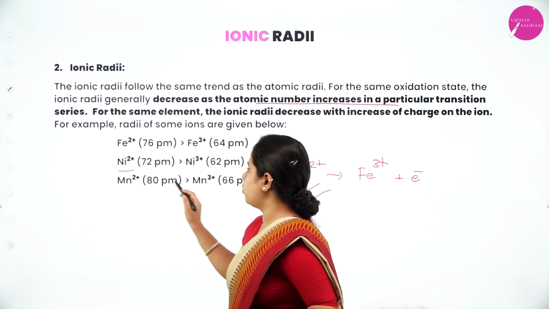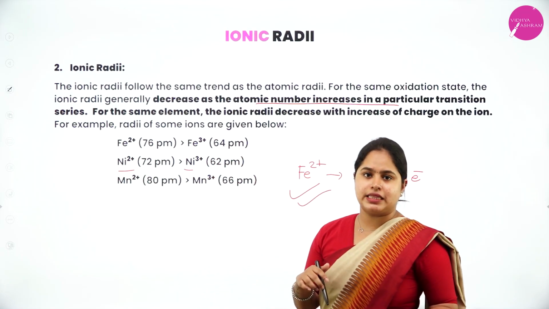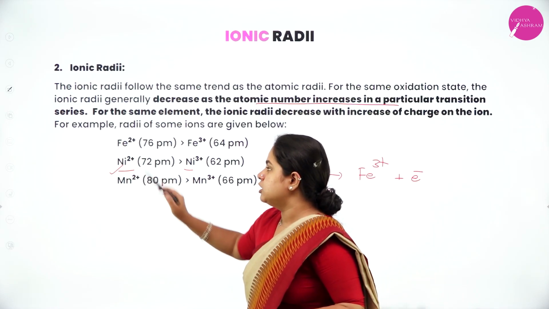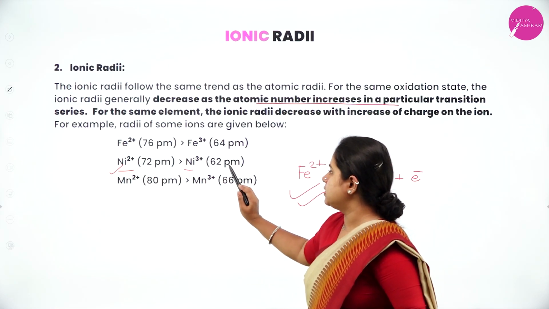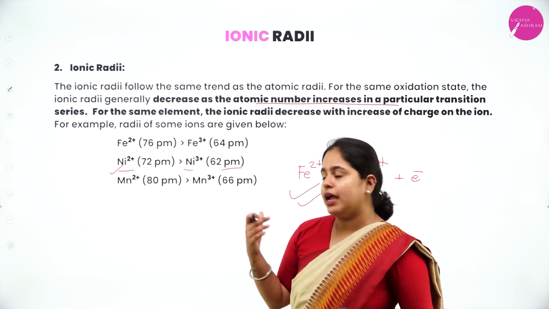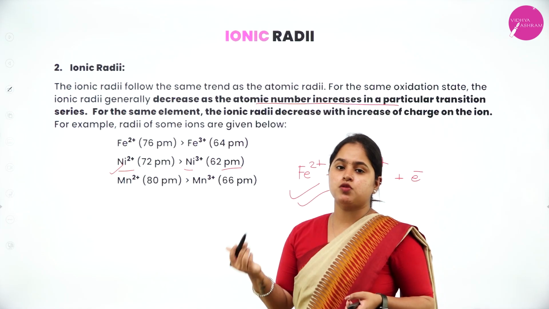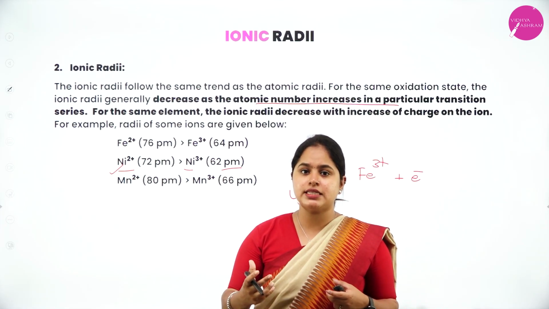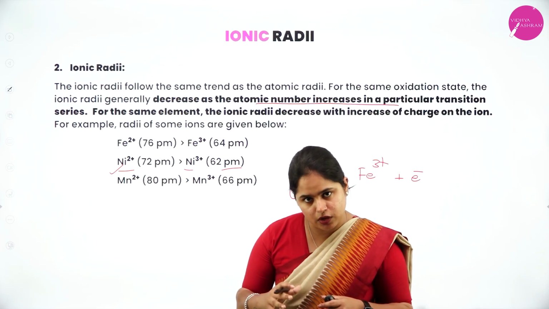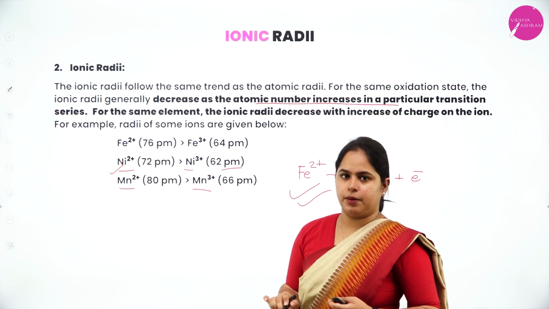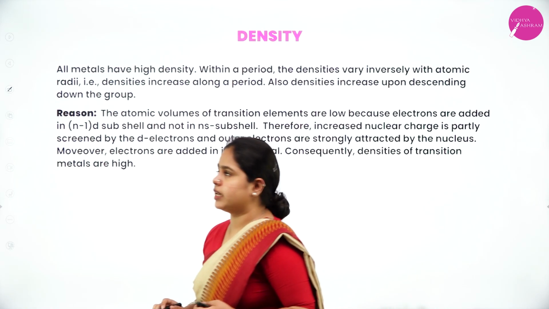Same goes with nickel 2+ and nickel 3+. Who will have the more ionic radii? It will be nickel 2+, 72 picometer and 62 picometer. You can see here. What is the reason behind this? Again, as one electron is lost, the attraction between the nucleus and the electrons will increase and the ionic radii will decrease. Same goes with manganese 2+ and manganese 3+. So I hope all these examples are clear for you.